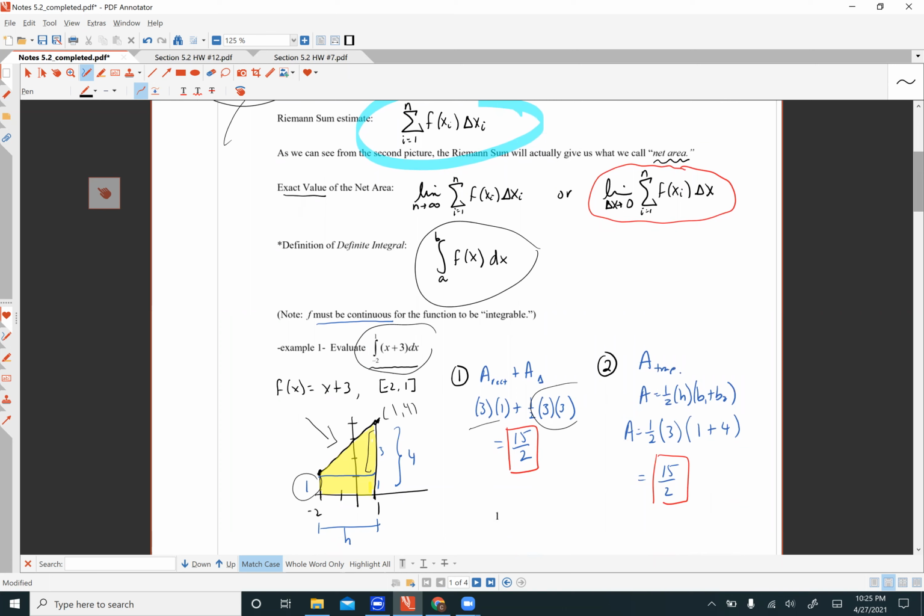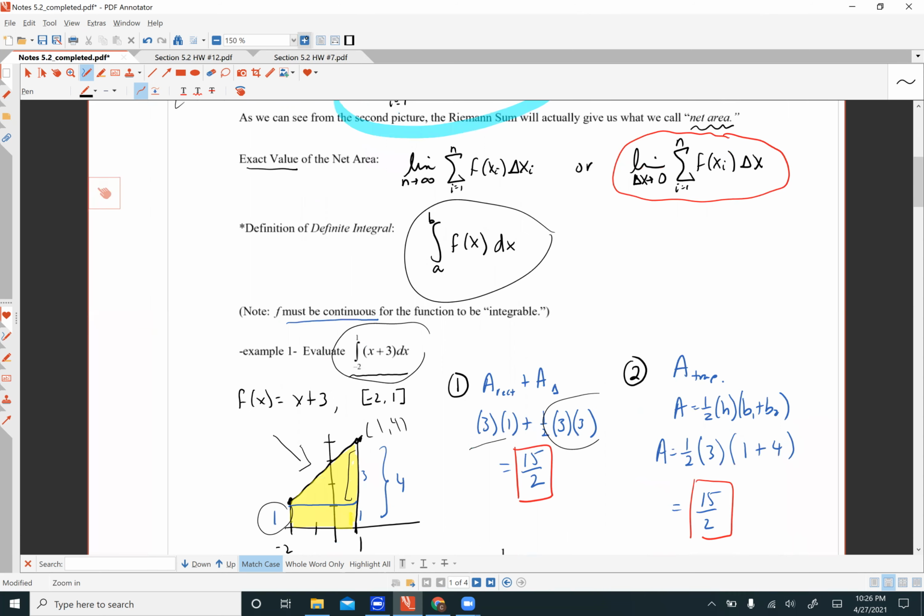That's section 5.2. So let's look at this first one right here. I can make this a little bit bigger. I changed my mouse so I can actually see it. Okay, so we're going to find the area under the curve y equals x plus 3 from -2 to 1, and we're going to break it up into two geometric shapes, a rectangle and a triangle.